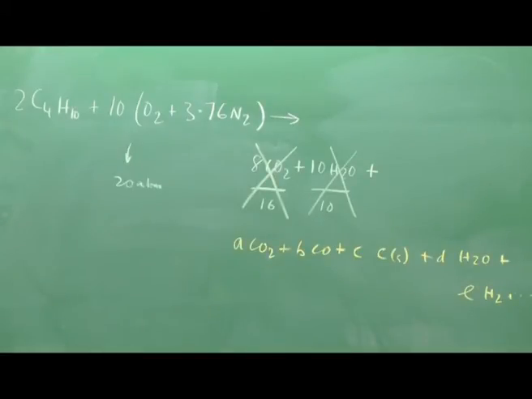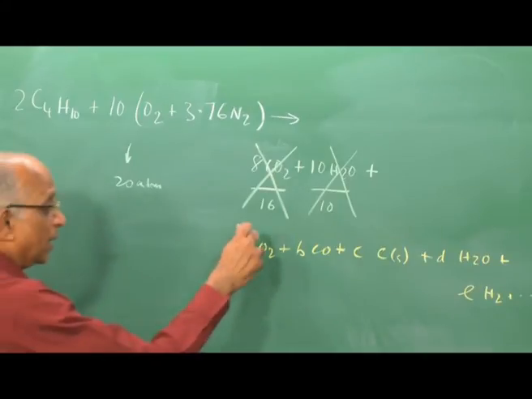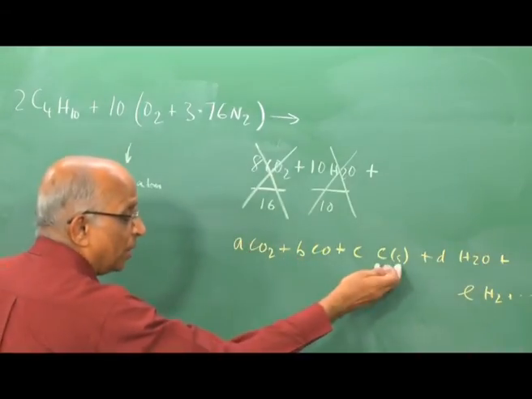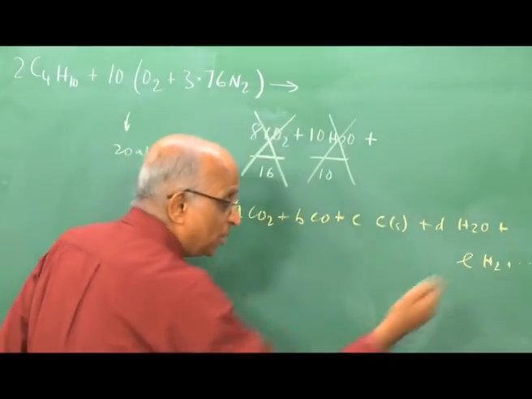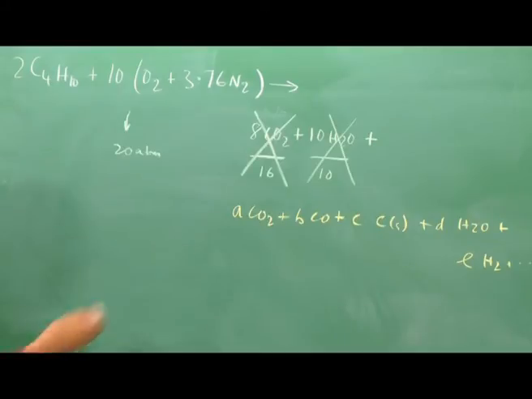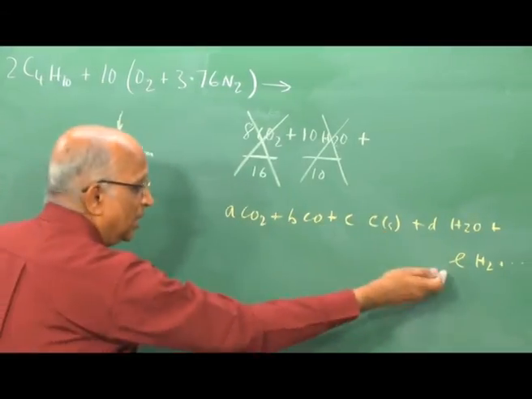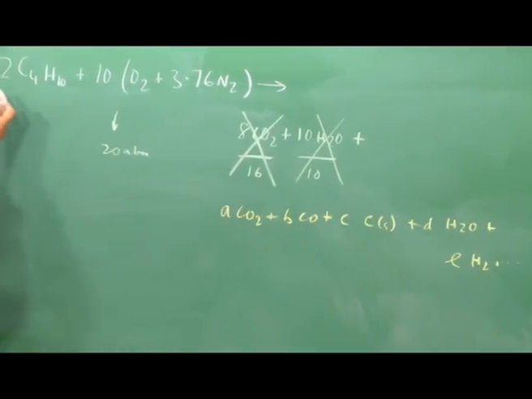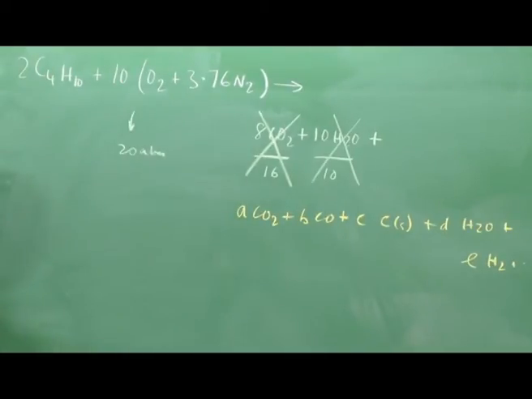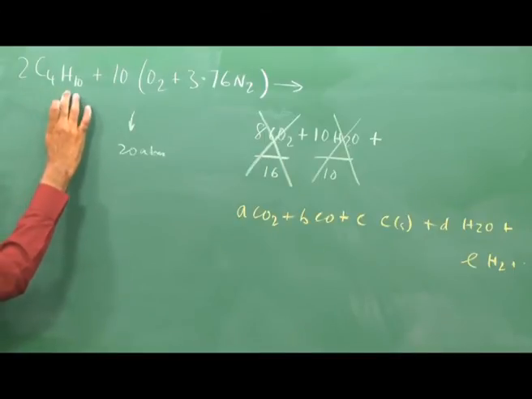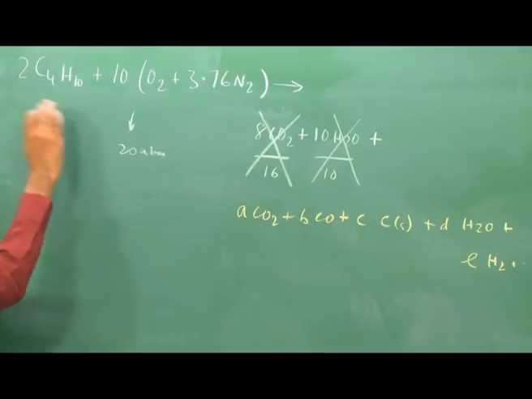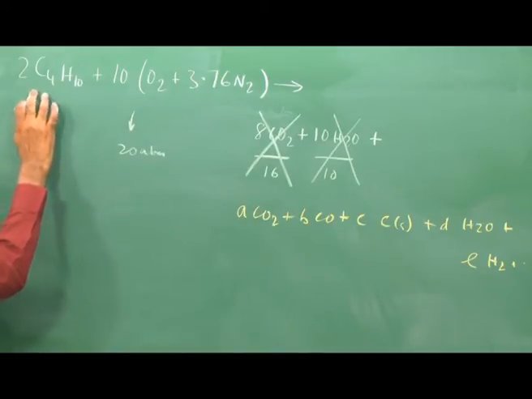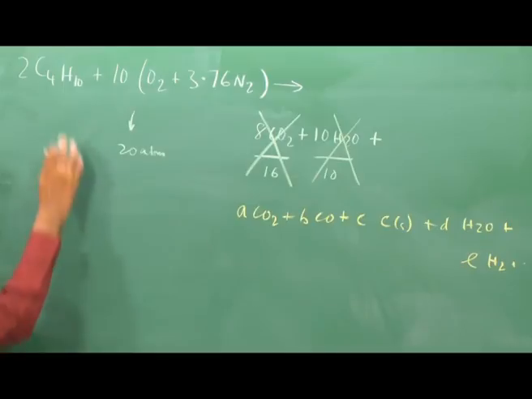Therefore, if my products are going to contain carbon dioxide, carbon monoxide, carbon as soot or carbon in the solid form, water, hydrogen and so on, how do I determine the moles A, B, C, D, E when the number of moles of the reactants are given as 2 and 10? Now, I tell myself, I can do the carbon balance and hydrogen balance, because the number of atoms cannot get lost. That means the number of atoms of carbon on the left hand side and right hand side must be the same.